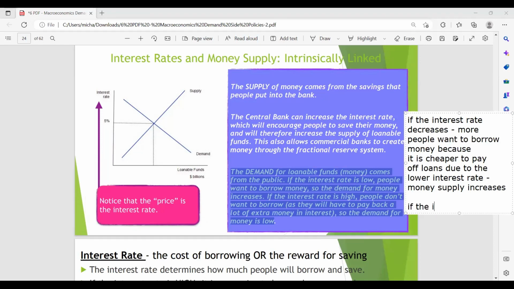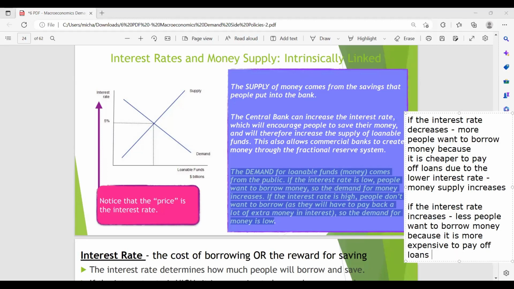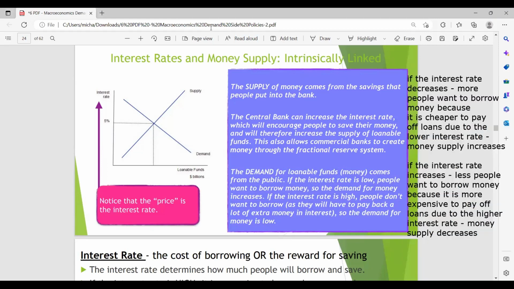And then if the interest rate increases, fewer people want to borrow money because it is more expensive to pay off loans due to the higher interest rate. So money supply decreases. That's how it works for the most part.